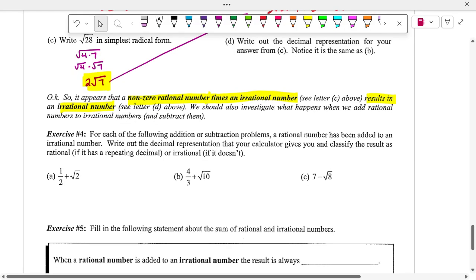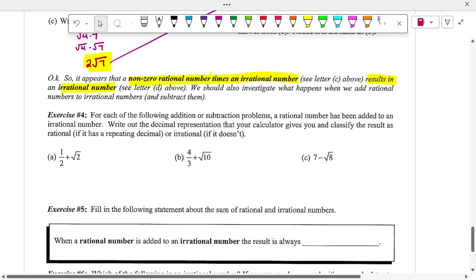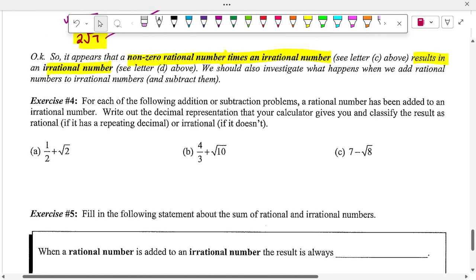All right. Now let's talk about addition and subtraction. So let's just take a guess. If you add a rational number and an irrational number, what type of number do you think you're going to get? You guys said irrational, right? You're right. Why? Because two negatives don't make a positive.